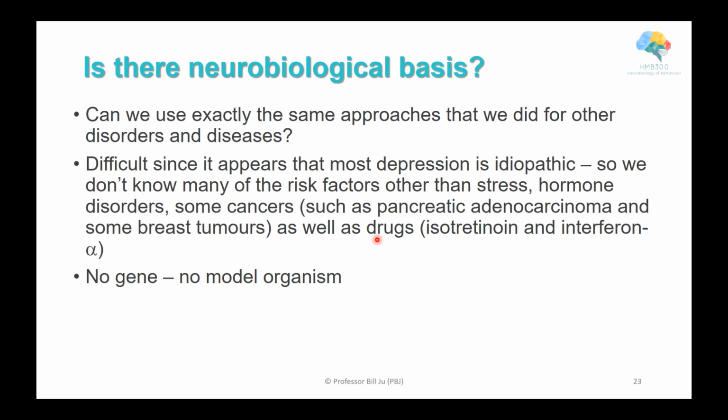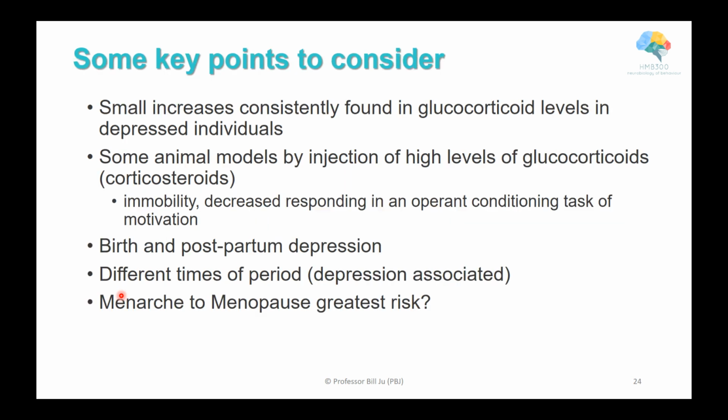The one caveat, and again, I'm telling you this at the beginning of the lecture, we're going to have to come back and visit it at the end of the lecture. We currently have no gene that is associated very, very strongly or correlates 100% with depression. So there's no gene, therefore we have no model, we have no organism, and we need to address that right off the top.